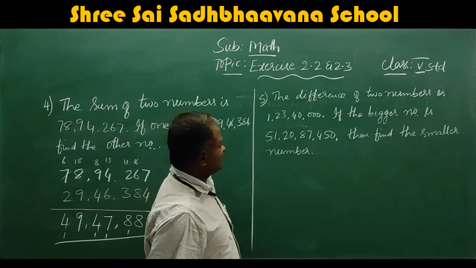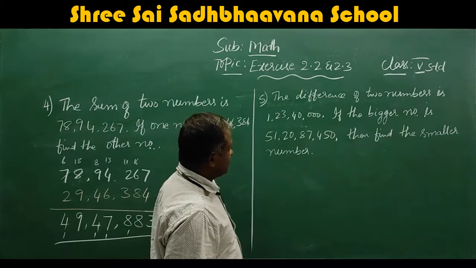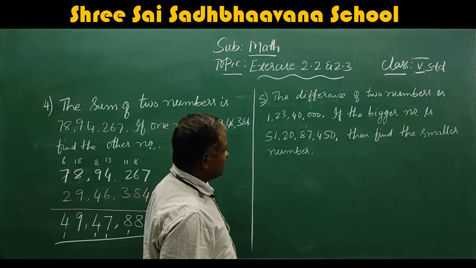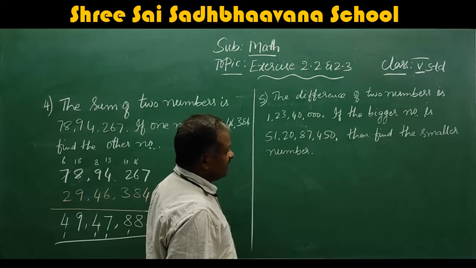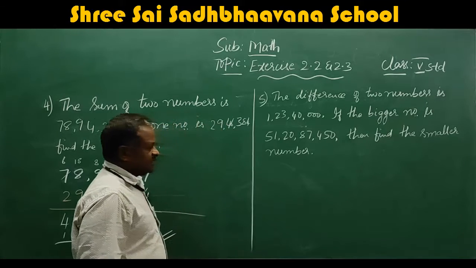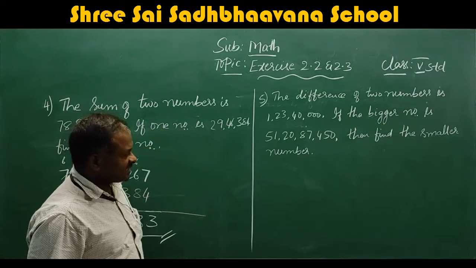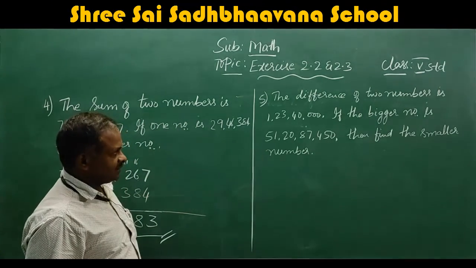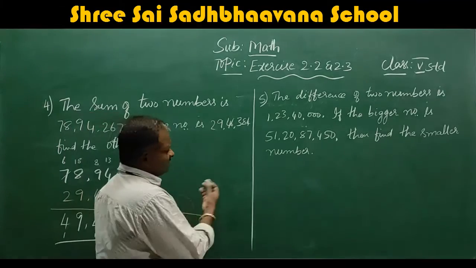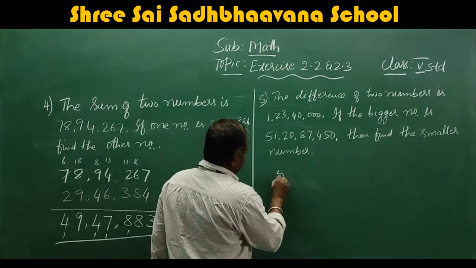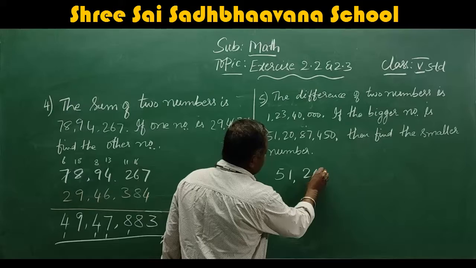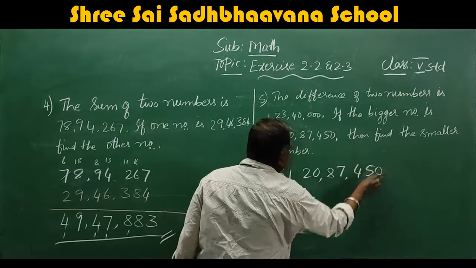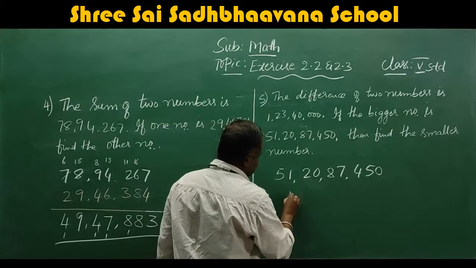The difference of two numbers is 1,23,40,000. If the bigger number is 51,20,87,450, then find the smaller number. 51 crore, 20 lakhs, 87,450, bigger number. Then find the smaller number. The same way, what you have to do is write down 51 crore, 20 lakhs, 87,450 here. Below that, write down the other number in the same places.